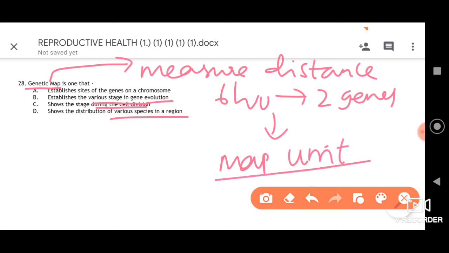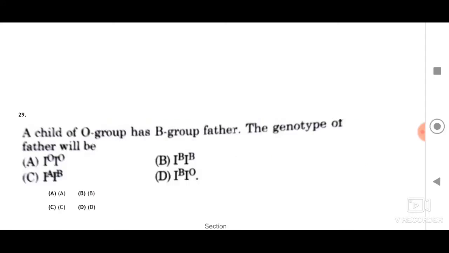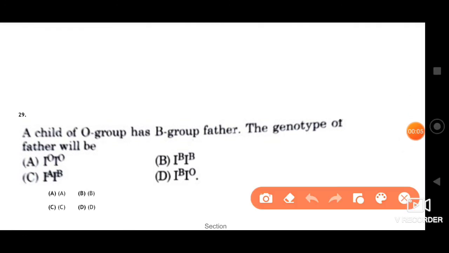So anyway, my dear friends, it does not have any role in stages of gene evolution, cell division, or various species in a region. We don't talk about genetic map there. It is the measure of distance between two genes on particular loci of a chromosome. This is very important to know how far two genes are present in a chromosome. So the right answer you have to go for here is option A, that is, establishes sites of genes on a chromosome.